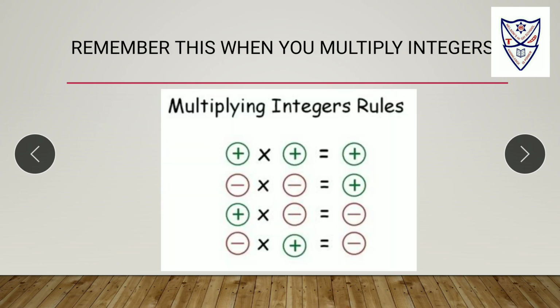Now this is the last point, which you have to keep in mind. From all these sums, we have learned all the properties and all the multiplication of integers. What we have seen for positive and negative integers, this rule you have to keep in mind whenever you are solving multiplication of integers.